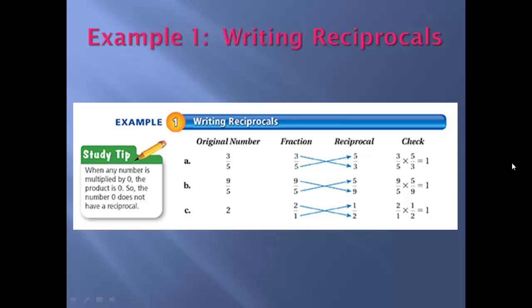And for C, our original number is 2. We need to make this a fraction. For a whole number, you're going to put a 1 underneath it to make it a fraction. So 2 over 1 would be our fraction. Then our reciprocal will be 1/2. And then when we check this, 2 over 1 times 1/2 would be equal to 1.